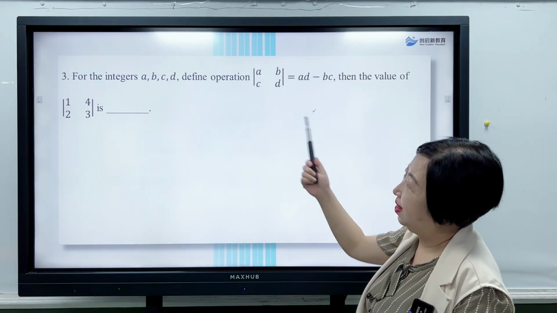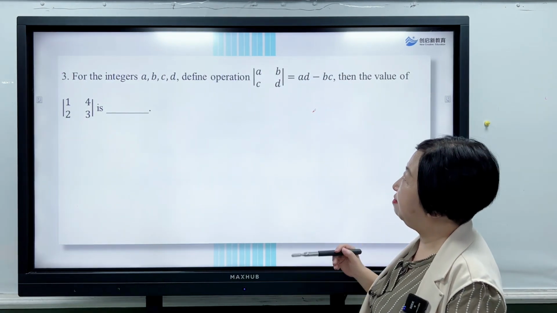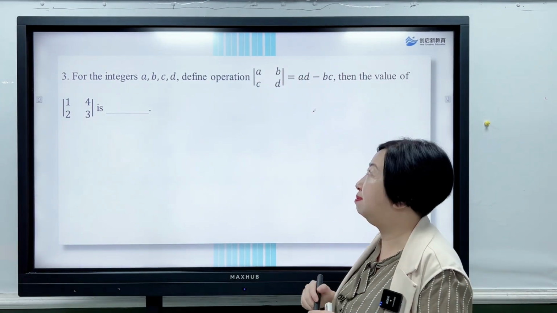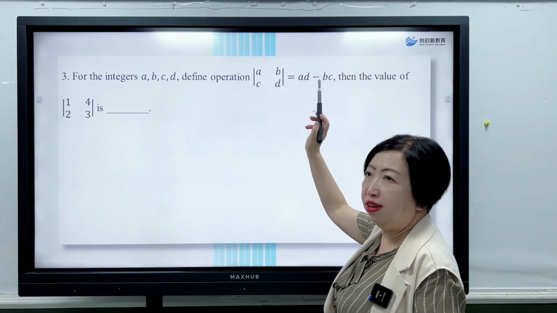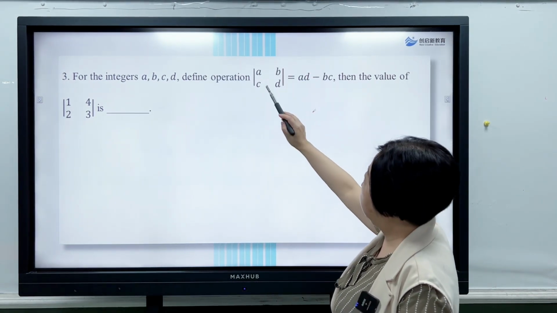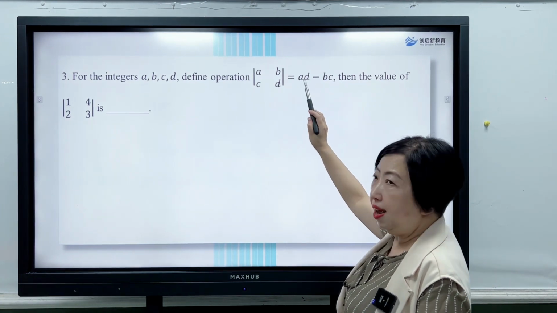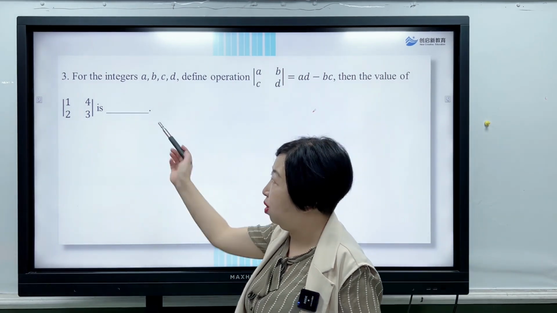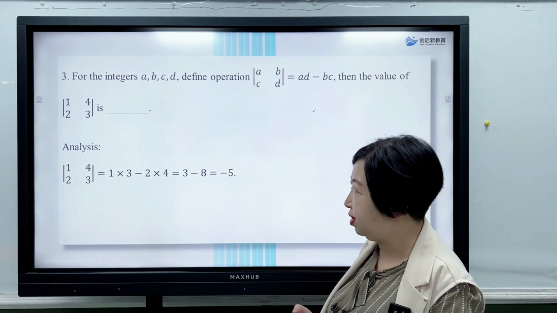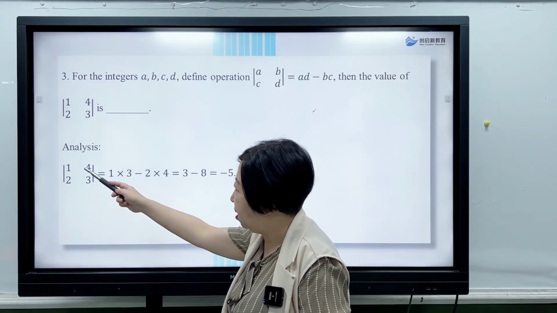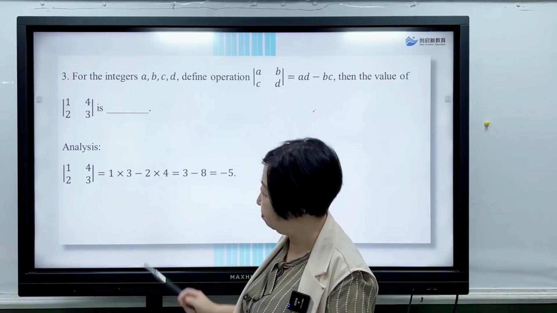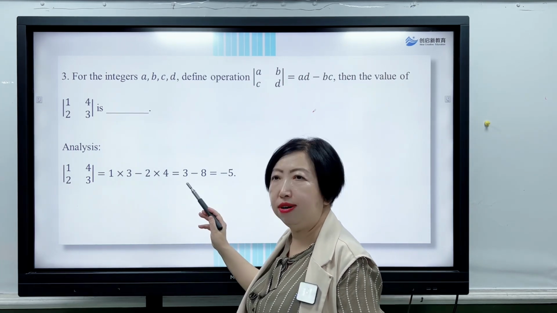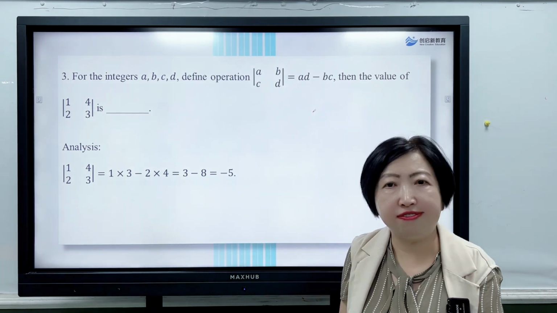Let's go on. For the integers a, b, c, d, define the operation here. Here is not the absolute value. It doesn't mean the absolute value. Here means the rule of the new question. (a, b, c, d) equals a times d minus b times c. Then the value of here is what? So we know the rule of the operation. So here is 1 times 3 minus 2 times 4. Of course, it's 3 minus 8, which equals negative 5.